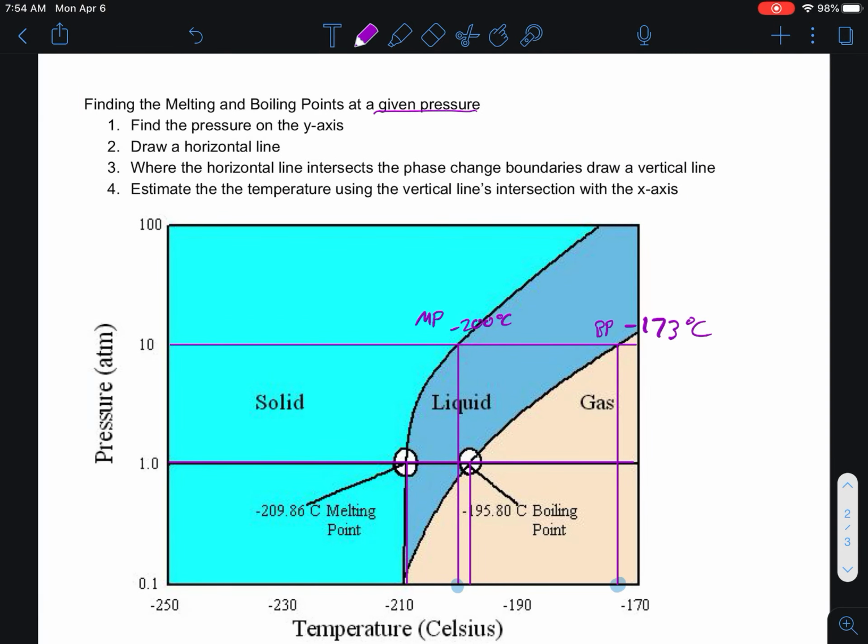If you want another one you can do on your own, go ahead and see what you think for about 5 atmospheres of pressure. All right, give that a try.